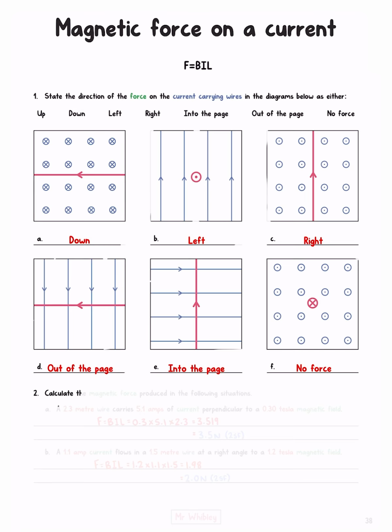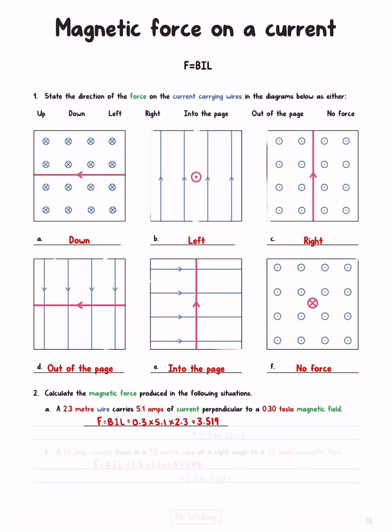Question 2. Calculate the magnetic force produced in the following situations. A 2.3 meter wire carries 5.1 amps of current perpendicular to a 0.3 Tesla magnetic field. Our force is given by BIL, where our B is our magnetic field, our I is our current, and our L is our length, which gives us 3.519 or 3.5 newtons to two significant figures.